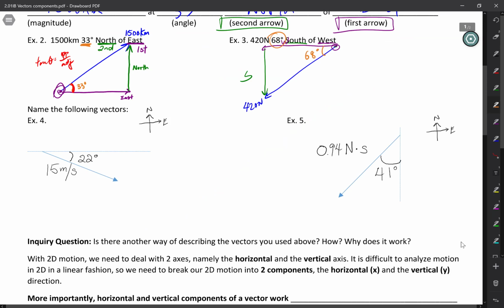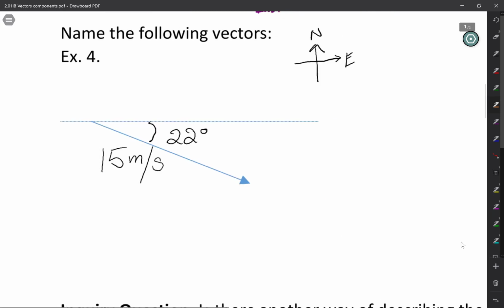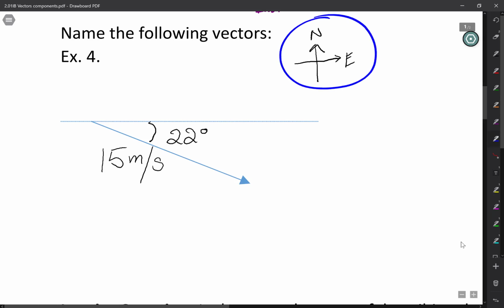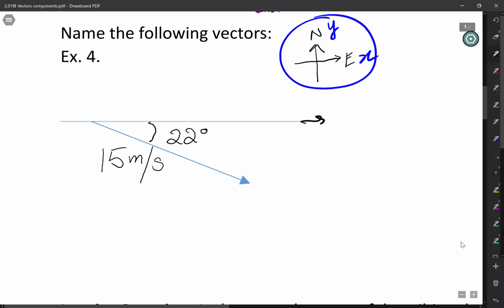Below are a few cases where you would name the vectors. Let's do one together first, and then I'll let you try the second one. Example number 4, we have 15 meters, and then you have 22 degrees downwards, and then we have a little compass that shows us north, south, east, west, sort of like a coordinate system of x and y. To name this vector, we have to be careful of our coordinates first. We have going in this direction is east, going upwards is north.